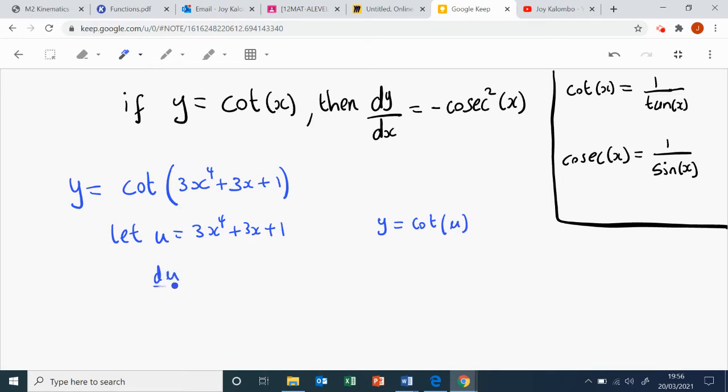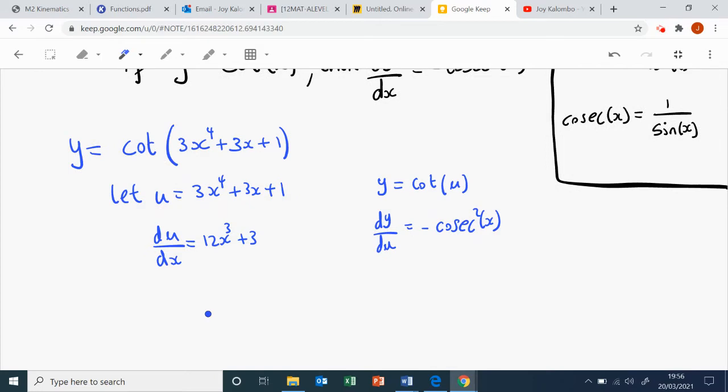Well, du by dx is equal to 12x cubed plus 3. dy by du, using our result, is minus cosec squared x. By the way, cot is 1 over tan and cosec is 1 over sine. Okay, so we have dy by dx is equal to dy by du multiplied by du over dx.